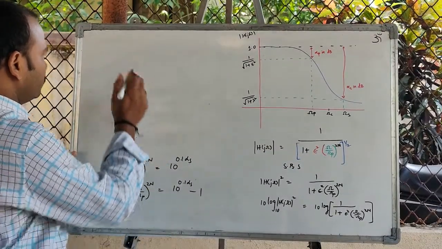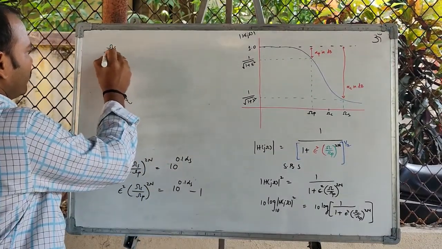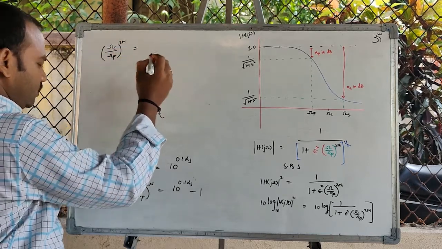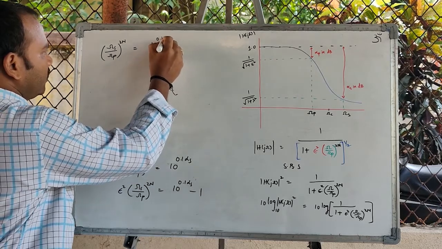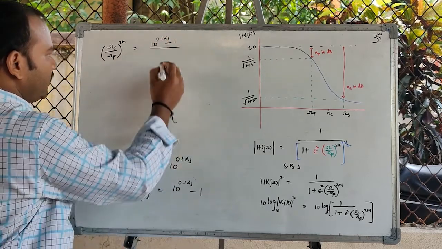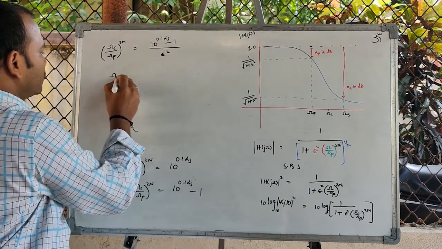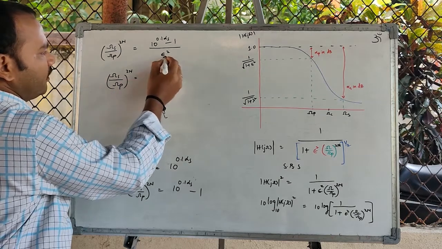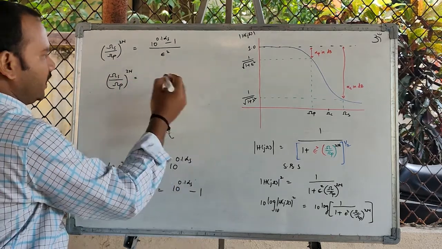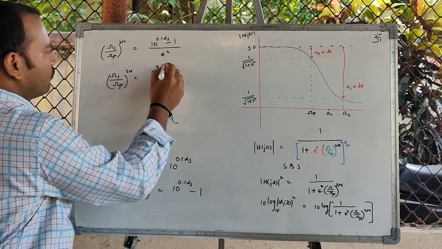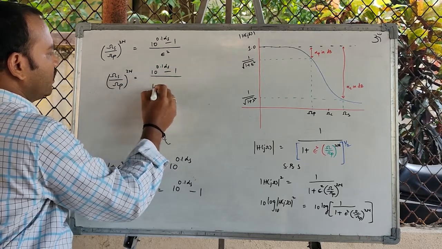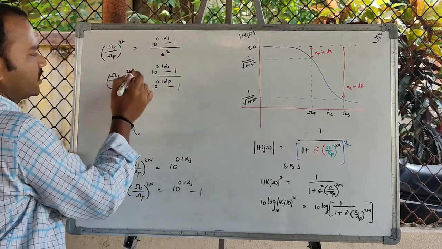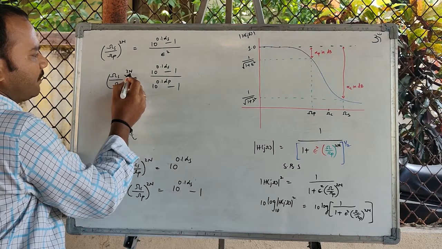From this equation, (stop band frequency by pass band frequency) to the power of 2n is equal to 10 to the power of 0.1 alpha s minus 1 by epsilon square. So it is (stop band frequency by pass band) to the power of 2n. We know the value of epsilon square that we have evaluated earlier. The value is 10 to the power of 0.1 alpha p minus 1. Now we are interested to find the value of this capital N.